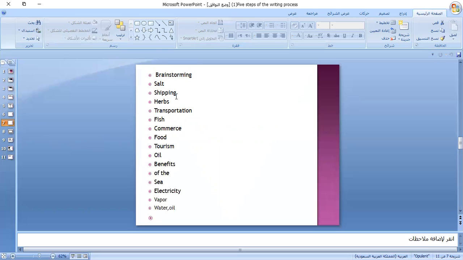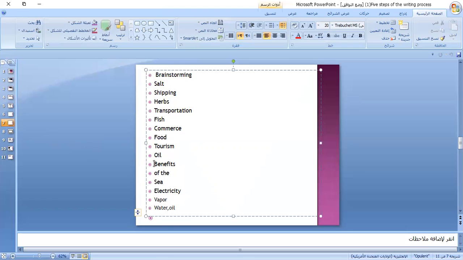Salt? Yes. Shipping? Yes. Herbs, sea herbs? Yes. Transportation? Yes. Fish? Yes. Commerce, food, tourism, oil, benefits of the sea. Okay, this is the topic actually. Electricity, vapor, water, oil, and other benefits of the sea. Okay, not so. Of course, when two or three think together, they get more and more ideas.